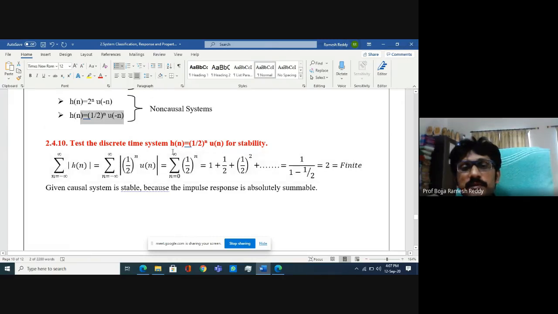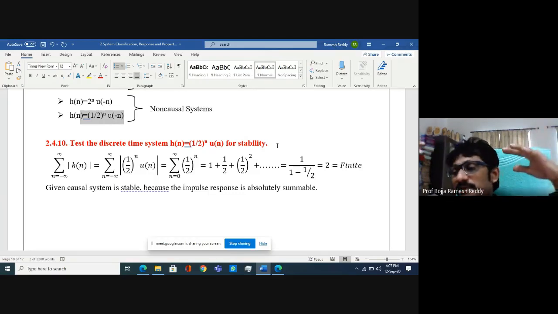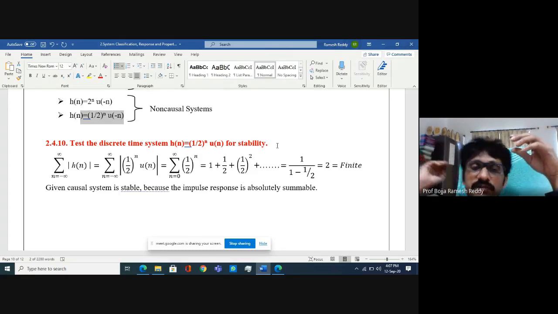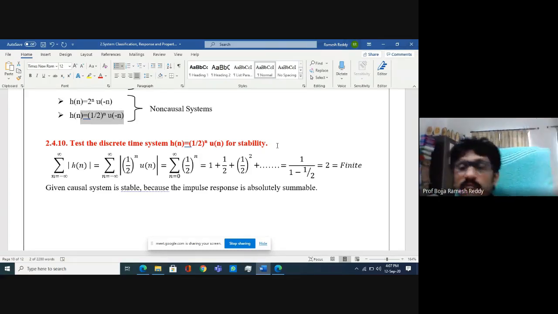Next, see this example. Test the discrete time system h of n for stability. If we know the impulse response, based on it we can classify the system for causality as well as stability. For a causal system, the impulse response is right-sided. For a non-causal system, it is left-sided. Then coming to stability, I already told you, the impulse response must be absolutely summable.